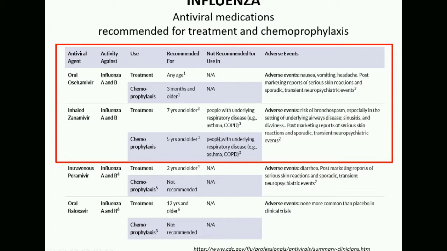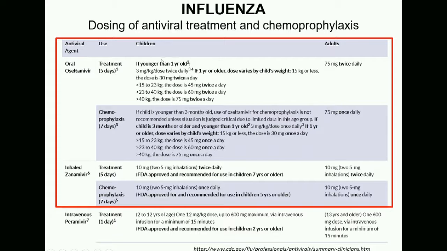So the recommendations: both drugs can be used for treatment or prophylaxis. For treatment, oseltamivir can be used at any age, whereas zanamivir from 7 years on. The treatment duration is 5 days. The chemoprophylaxis duration is 7 days. Keep in mind, no more than 10 days. Actually, the dosage in children is according to the weight, whereas in adults, it's usually 75 milligrams.